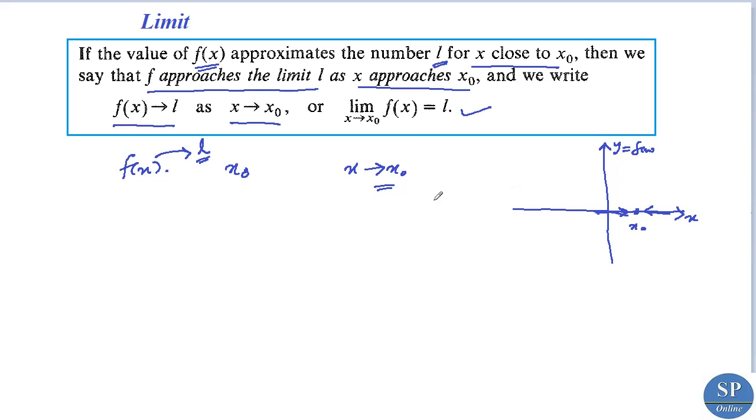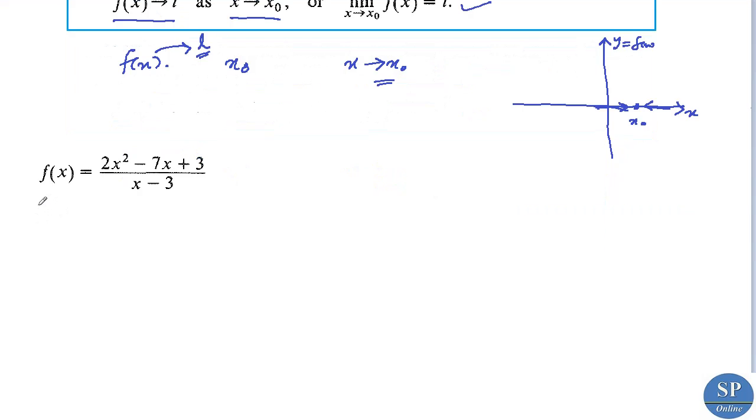For example, consider the function f of x equal to 2x squared minus 7x plus 3 divided by x minus 3. Clearly, we know that this function is not defined at the point x equal to 3, because when x equal to 3 it will be something divided by 0. Now here we are going to find the limit of this function at the point x equal to 3 numerically. A limit may exist even though the function is not defined at that point.